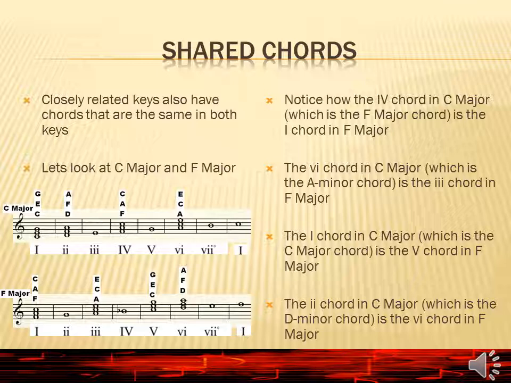Notice how the 4 chord in C major, which is the F major chord, is the 1 chord in F major. The 6 chord in C major, which is the A minor chord, is the 3 chord in F major. The 1 chord in C major, which is the C major chord, is the 5 chord in F major. The 2 chord in C major, which is the D minor chord, is the 6 chord in F major.